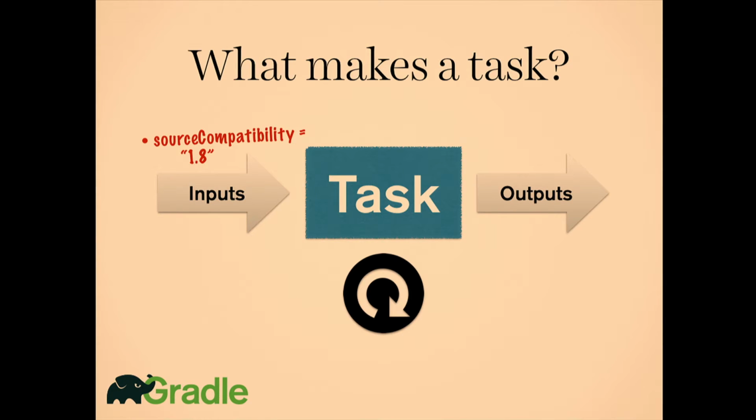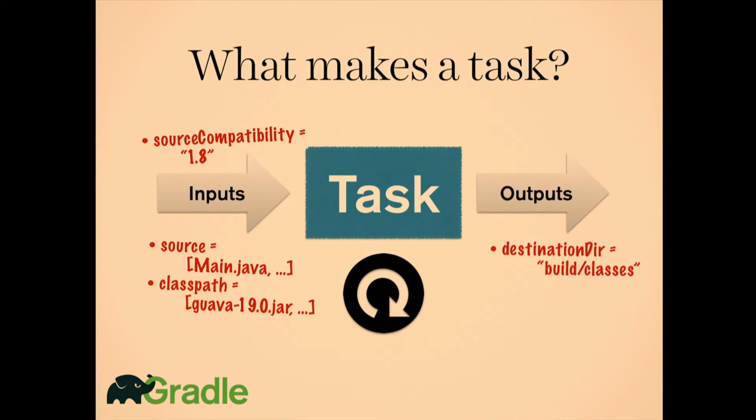So inputs come in many forms. One of the inputs for a Java compile task, for example, is the source compatibility. It's a property that you need to set, or it's set automatically. That tells the Java compile task what Java version it should treat the sources as. And of course, you have source files and a source class path. So basically, you have input files and input directories and whatever, but in nature, files as inputs to a task. There's of course outputs. Outputs for Gradle tasks are always files, directories, stuff on the disk, right?